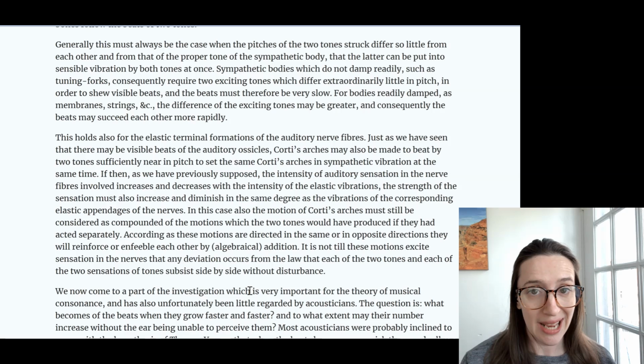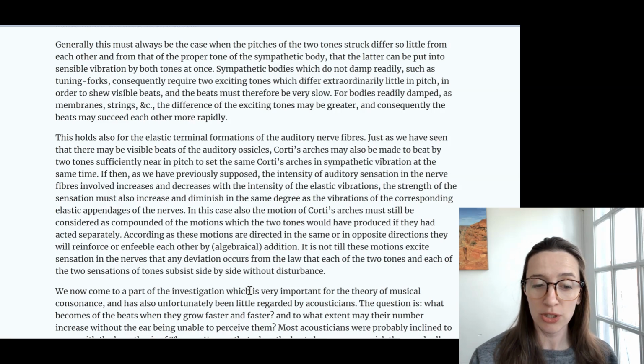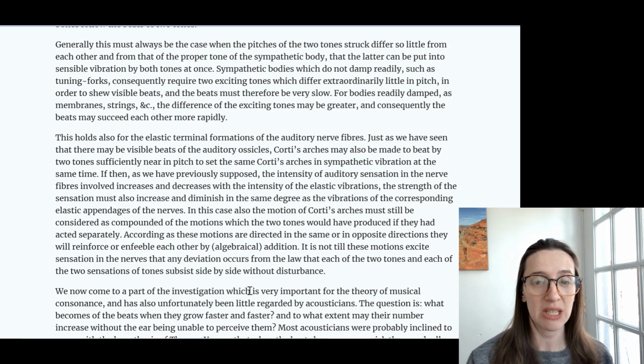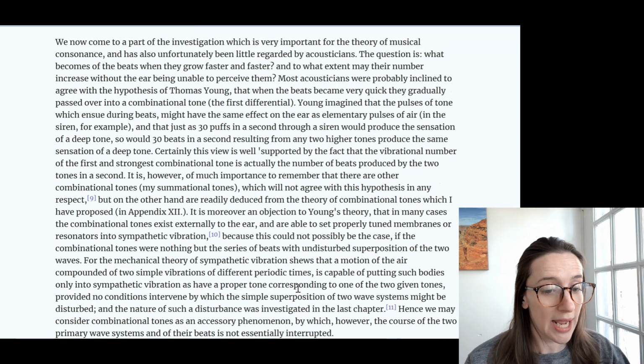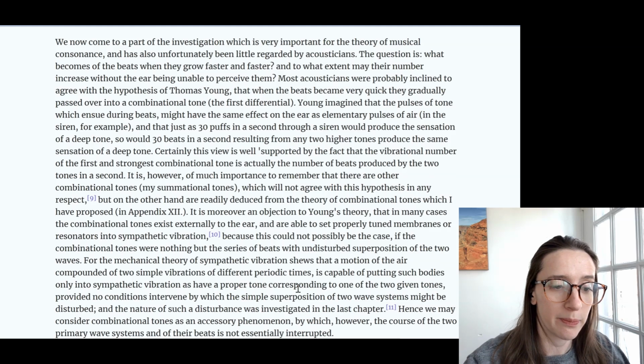Beats can be produced in any instrument, but Helmholtz cautions to be careful when counting the beats of instruments that have loud or strong upper partials, because the upper partials beat, and they beat with double, triple, quadruple, and so on the number of beats as the prime tone. The next question we look at is what happens to beats as they get faster and faster, and how many until we can't hear them anymore.